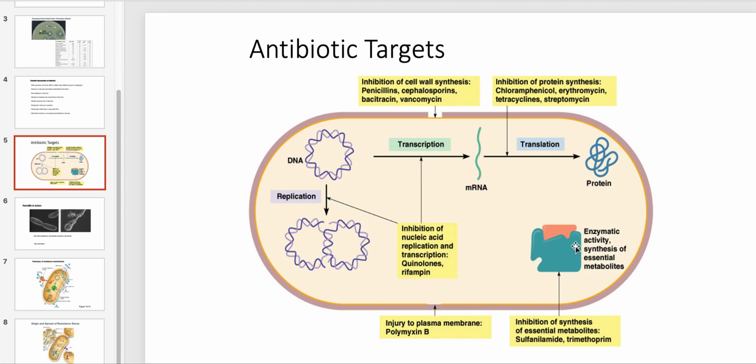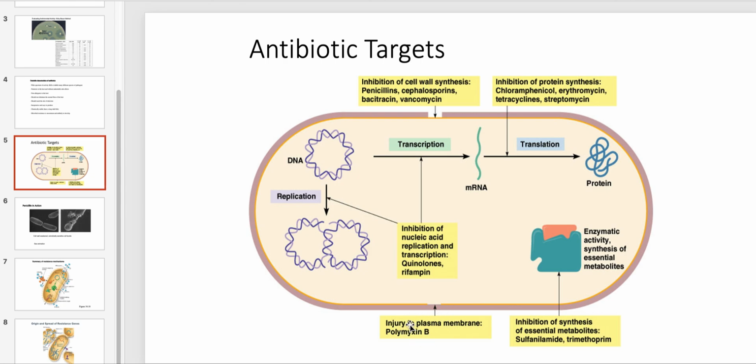Some drugs work on enzymatic activity, such as the sulfonamides and trimethoprim, which interfere with very specific enzymes in certain biochemical pathways, like, for example, folic acid synthesis. Microbes absolutely need folic acid to produce DNA nucleotides, for example. And so without that folic acid synthesis pathway, the microbes can be inhibited. And so trimethoprim and sulfanilamide type drugs would interfere with that, as an example.